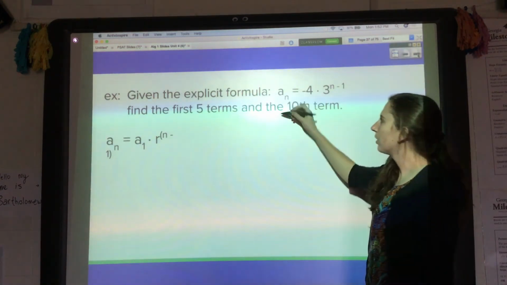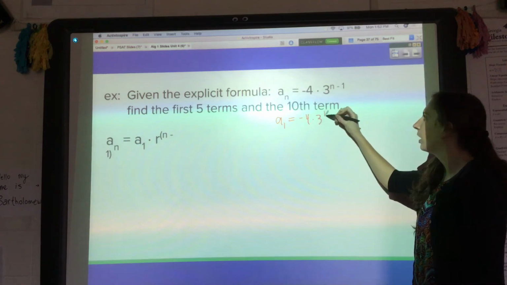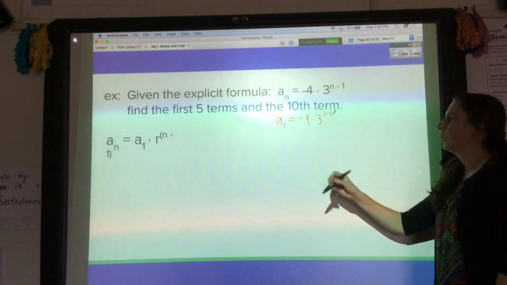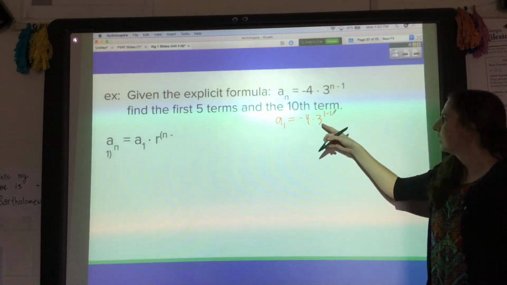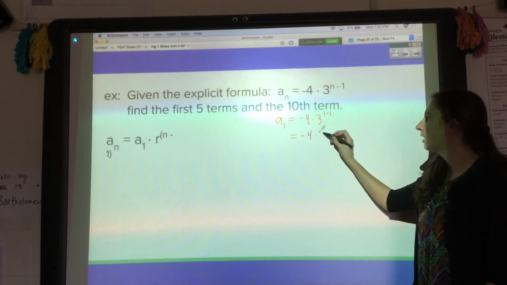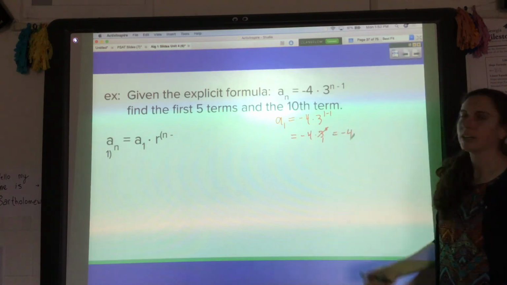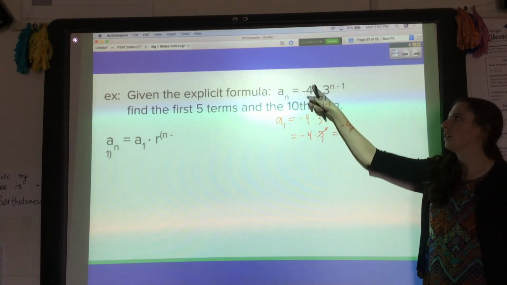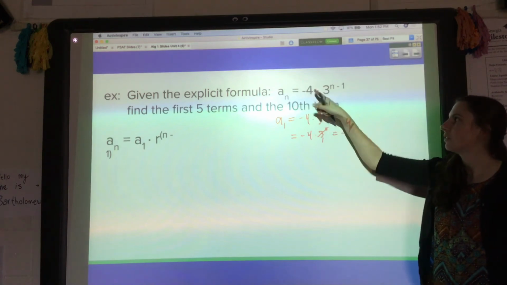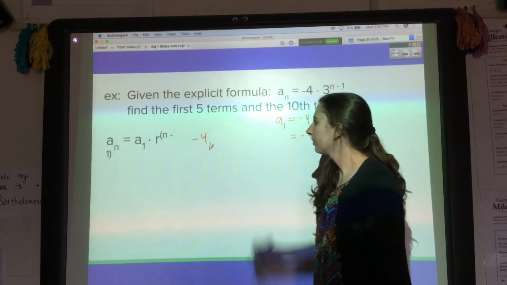It's basically working like an x. So if I want to know the first term, A1, I'll just plug in 1, which is, you can put that on your calculator if you want, but that's -4 times 3 to the 0, which is 1, so -4. And you can actually see that in your equation too. This is A1 right here in the front. So my first term is -4.